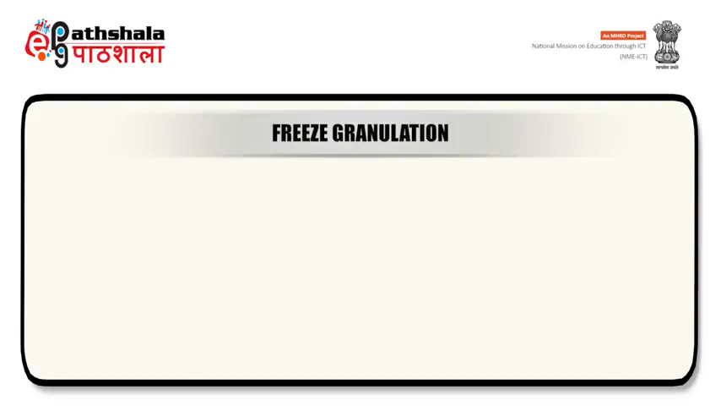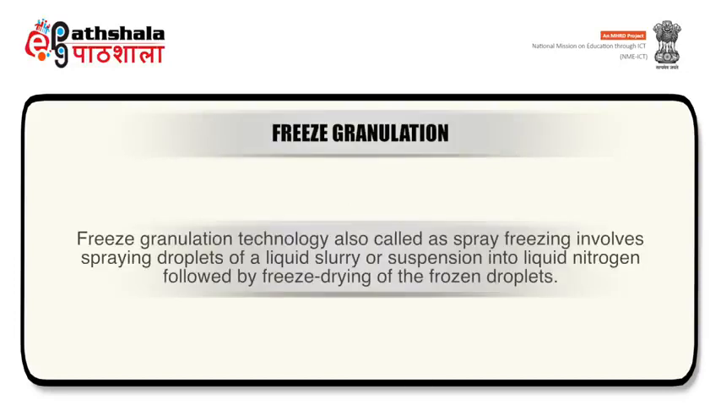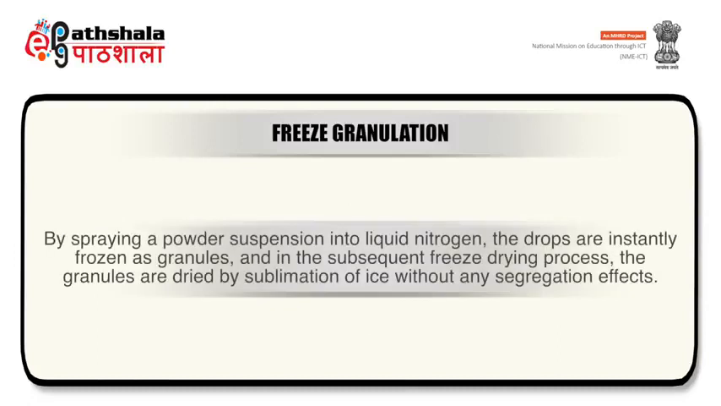Now let us discuss freeze granulation. Freeze granulation technology, also called spray freezing, involves spraying droplets of a liquid slurry or suspension into liquid nitrogen, followed by freeze drying of the frozen droplets. By spraying a powder suspension into liquid nitrogen, the drops are instantly frozen as granules, and in the subsequent freeze drying process, the granules are dried by sublimation of ice without any segregation effects.